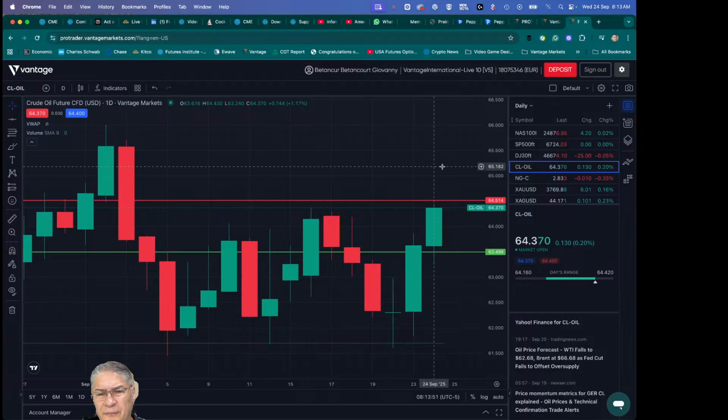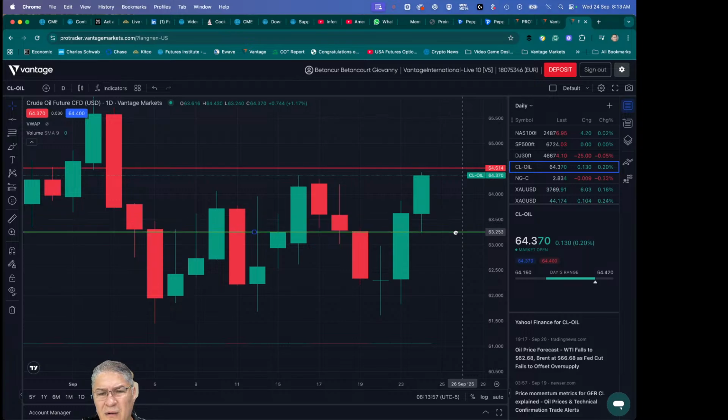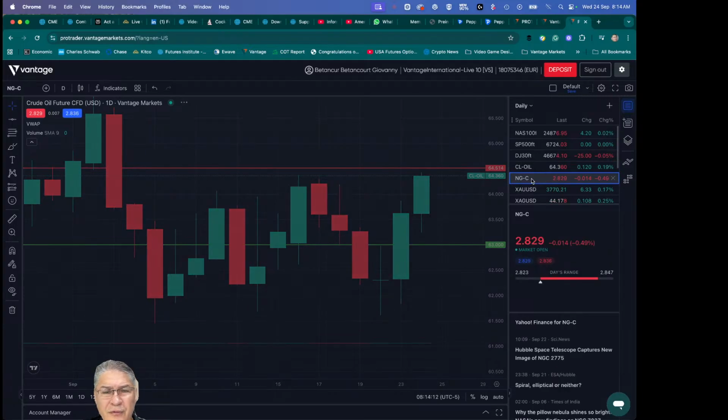Crude oil. 64.51 is our level of resistance, and I'm gonna use $63 flat as support. We do have a pretty strong fluctuation to the upside on crude oil. So let's see, and we do have a supply issue with crude oil. So let's see. I'm looking to go long the asset, looking to buy crude oil.